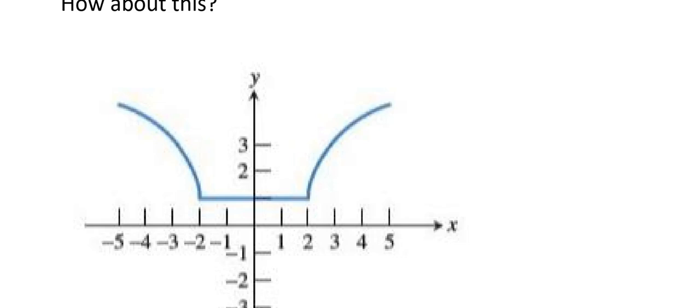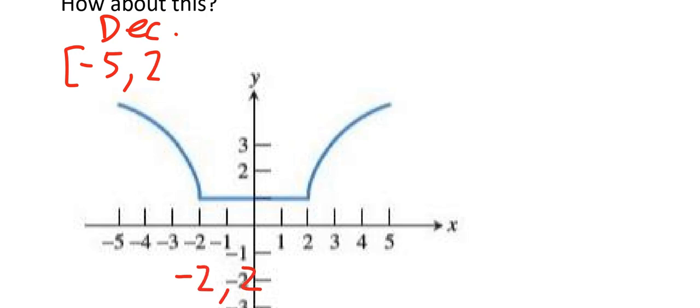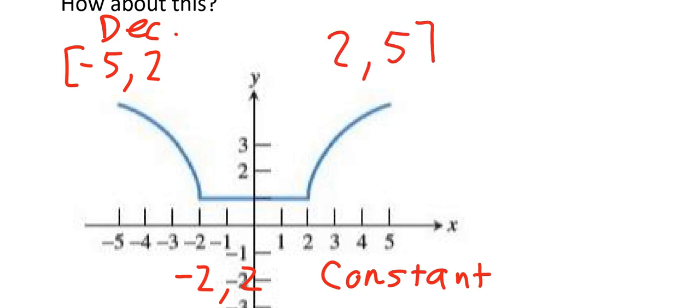What about the section from negative 5 to 2? What would you call that from negative 5 to 2? Decreasing? I would agree with you. How about from negative 2 to positive 2? What would you call that? Constant. How about from 2 to 5? Increasing.